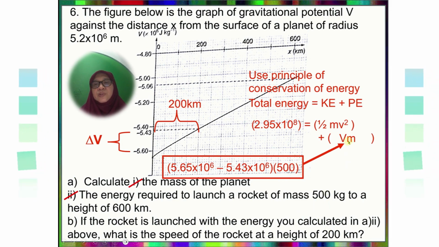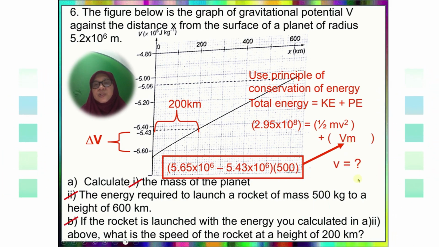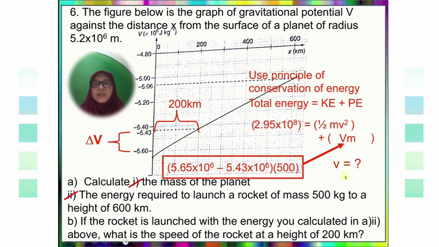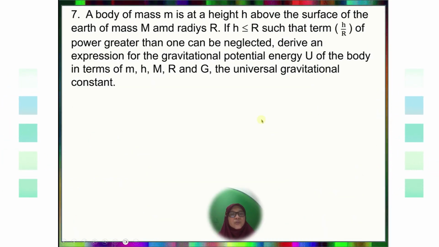500 kilograms, so we substitute into here, so we get the answer. Okay, so you can calculate there by yourself for the speed of the rocket. Okay, next we go to question 7.